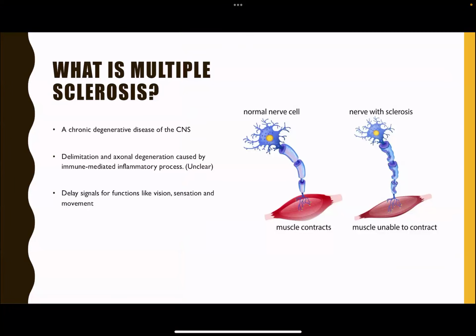At first, what is multiple sclerosis? It is a chronic degenerative disease of the central nervous system, which consists of both the brain and the spinal cord. So what happens is that we have a myelin produced by the oligodendrocyte around our neurons. This myelin will get demyelinated, and sometimes the axon will get degenerated due to the immune-mediated inflammatory process. Therefore, we're going to have delayed signals for the different functions of our brain and spinal cord, like vision, sensation, and movement as well. Here, you can see the picture of the nerve that's affected with the sclerosis.